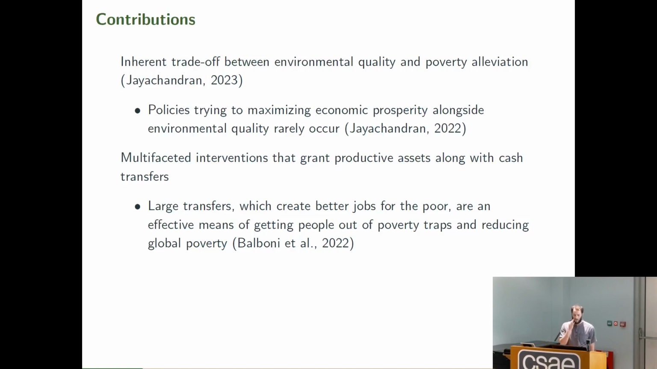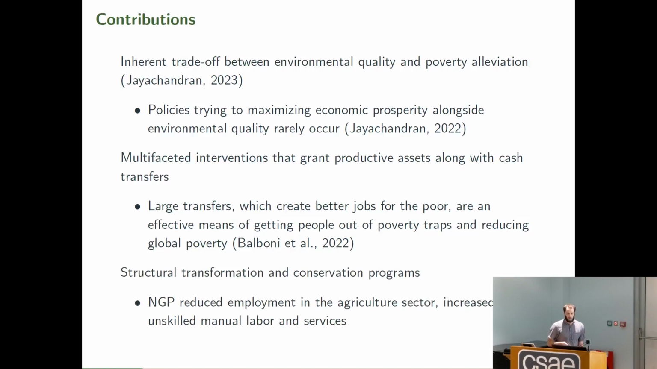The other literature we're going to look at is multifaceted interventions that grant productive assets as well as cash transfers. This recent paper by Balboni and others looks at large transfers which create better jobs for the poor, and finds they are effective means of getting people out of poverty traps.